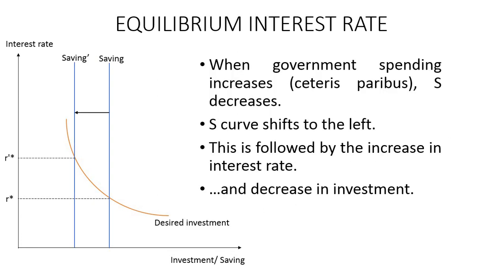For instance, consider this case. Government decided to increase government spending. And when government spending increases, ceteris paribus, meaning that the rest of variables remain unchanged, saving decreases. So if saving decreases, S-curve shifts to the left, and as you can see here, this is followed by increase in interest rate here and decrease in equilibrium investment, because we move from this point to this point.